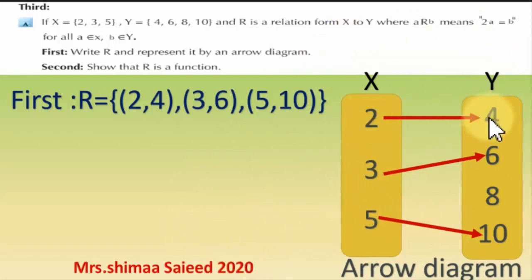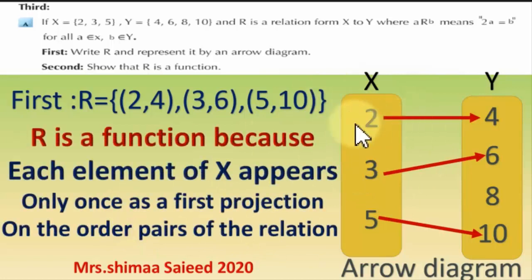As you know, R here is a function because each element of x appears only once as a first projection in the ordered pairs of the relation.